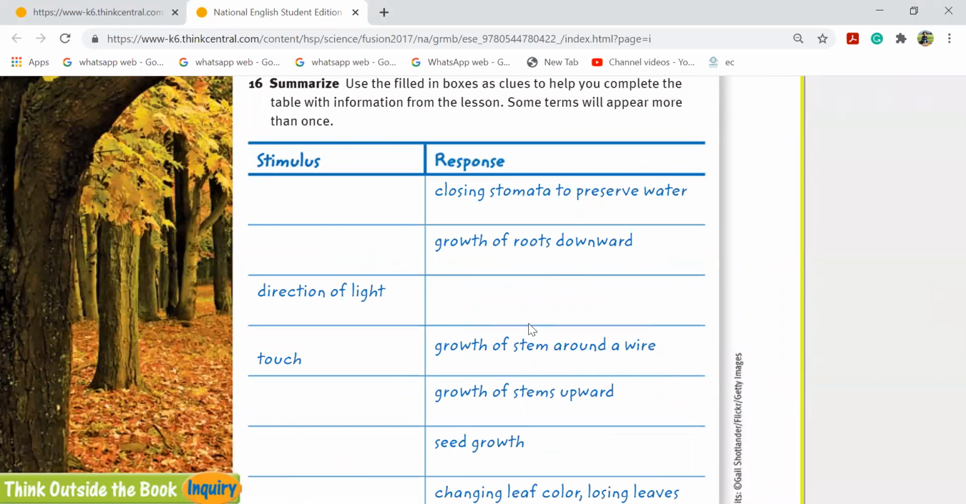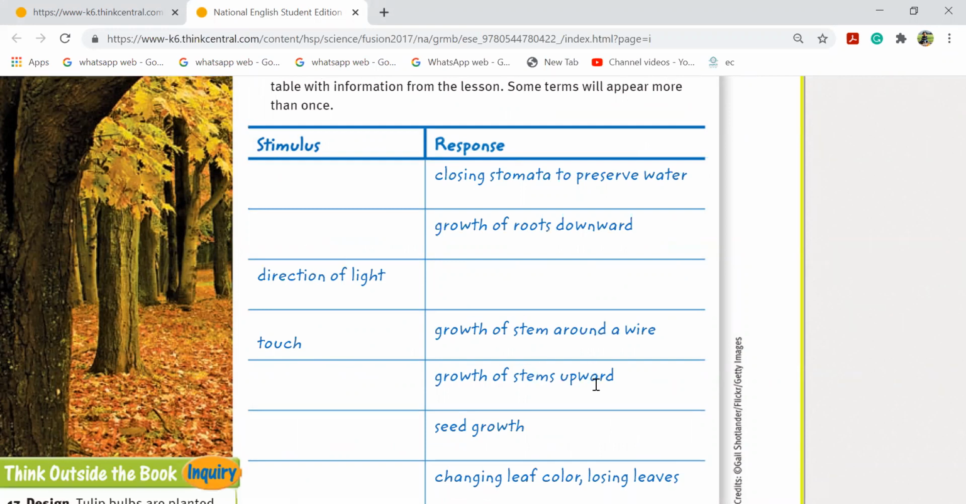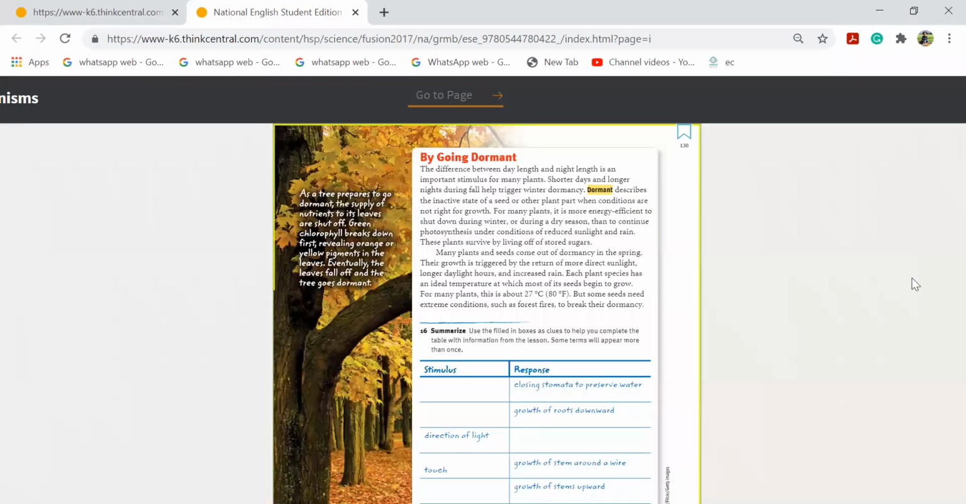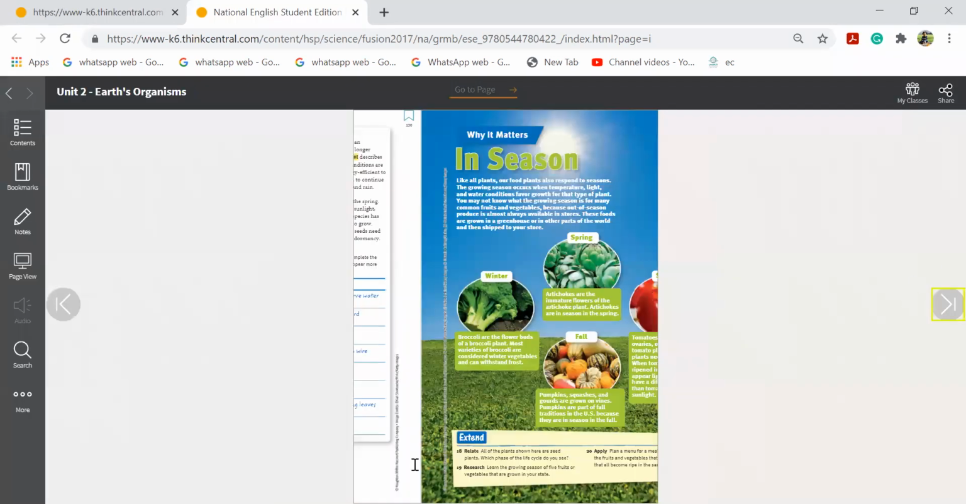Growth of a stem around a wire: the stimulus is touch, because you touch and it wraps around. The direction of light. All these are stimuli. Later on, you will fill this in your book. I will show you in the video now.